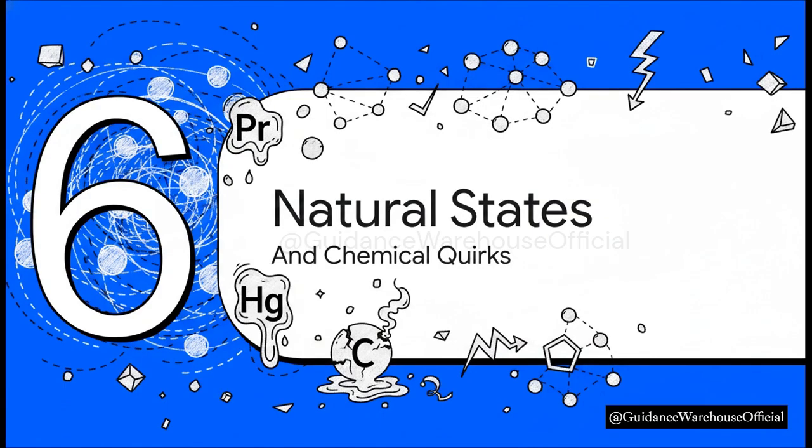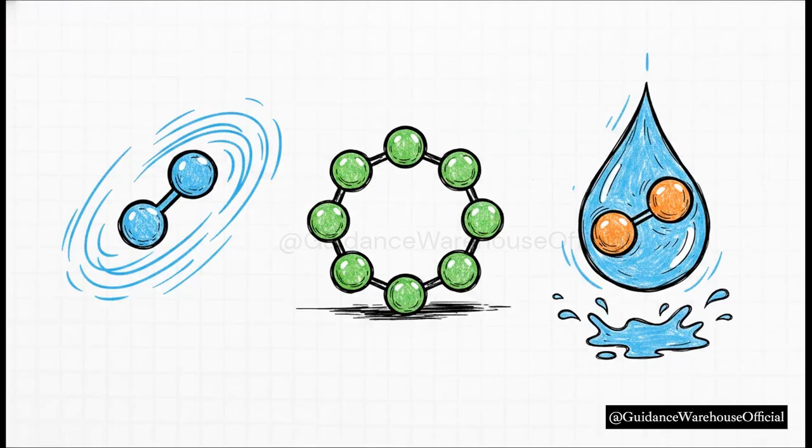Finally, let's wrap up with Section 6, natural states and quirks. Because, let's be honest, elements don't always behave as cleanly as they look on paper. Let's look at how we actually find these things in nature. Take the noble gases. They happily exist as single, independent atoms. But many other nonmetals absolutely refuse to exist alone. They clump together into multi-atomic molecules.